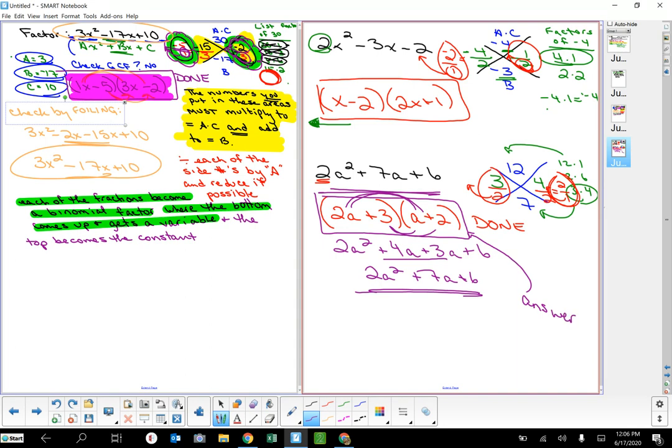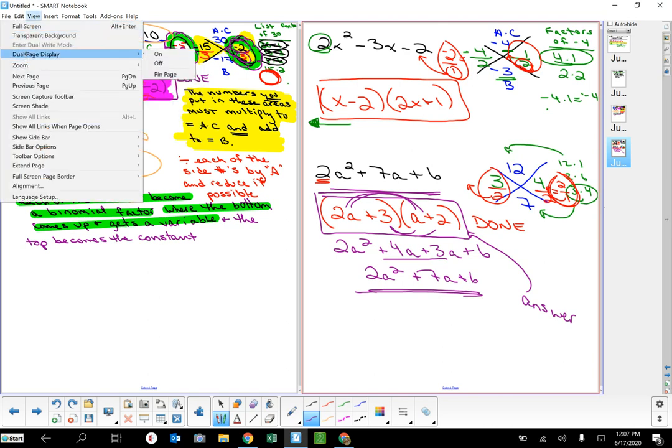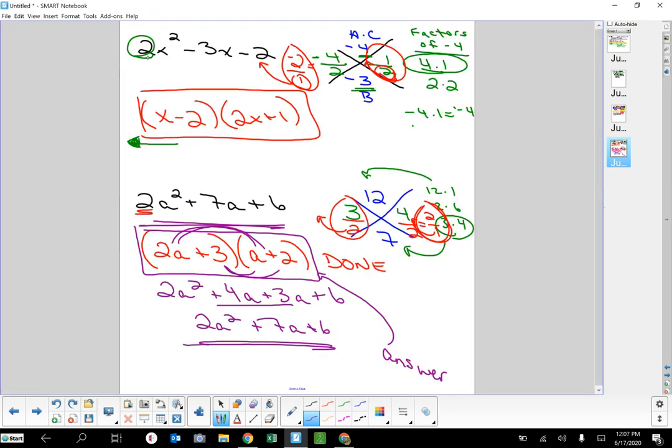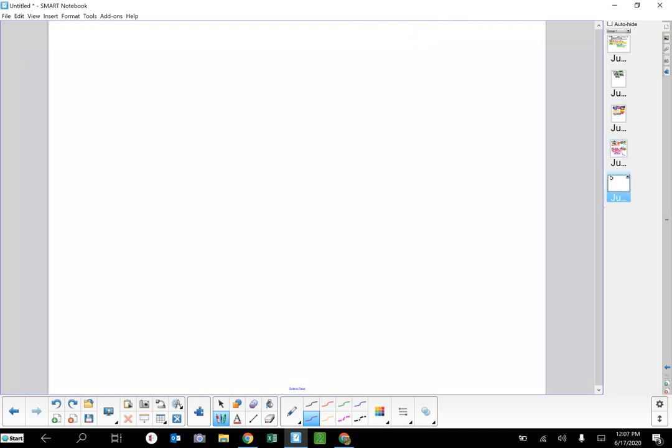Okay, we're going to take now and expand this and do a couple more examples. I'm going to go back to one page. Oops, that's under view. Dual page off. And let's go out here and add a couple of problems. So this one is 3x cubed minus 15x squared plus 18x.